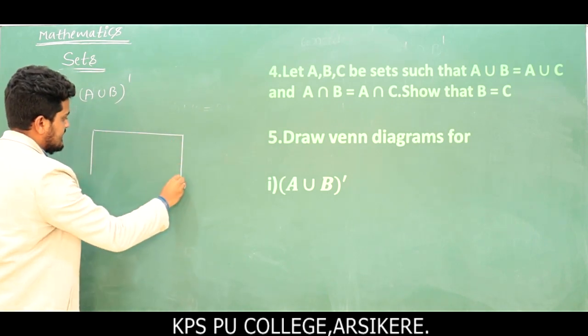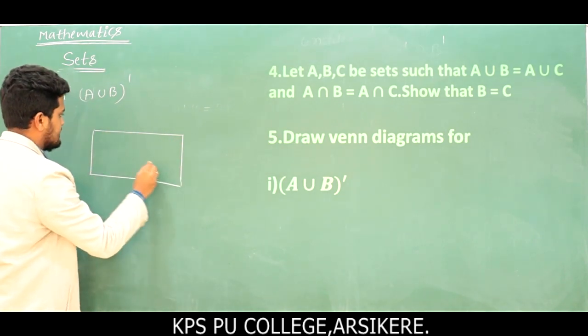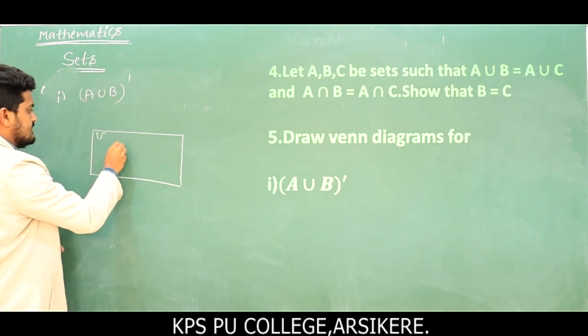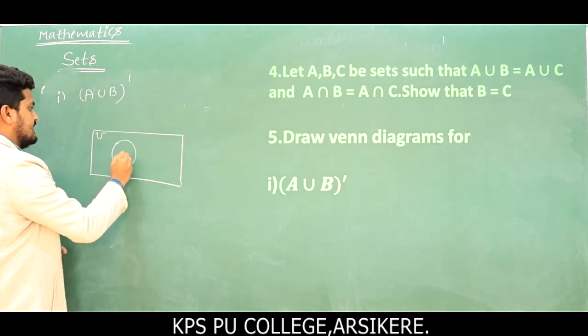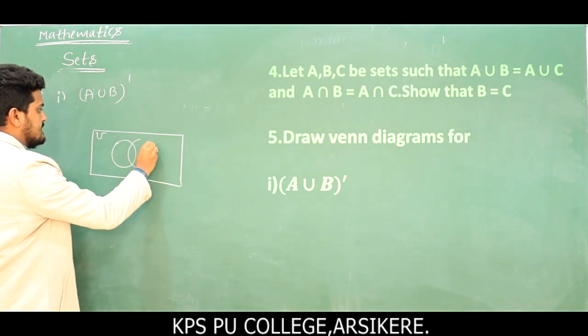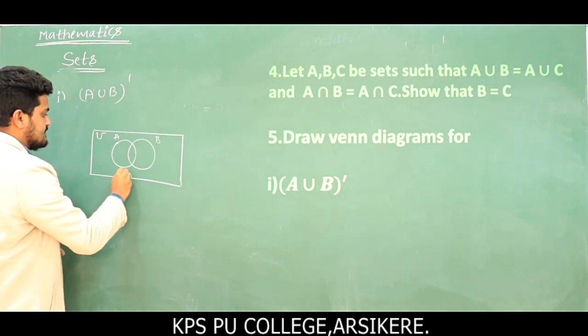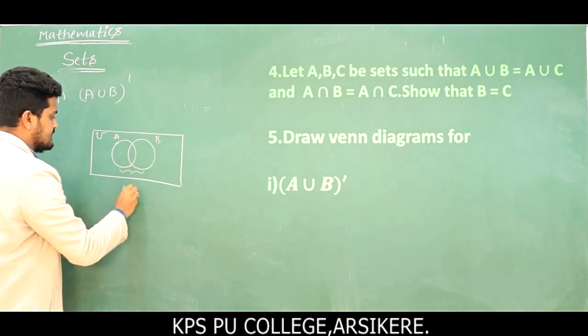Universal set, right, within the rectangle. Universal set. Next, set A, set B, union. So set A, set B. So A, B. This total is A union B.